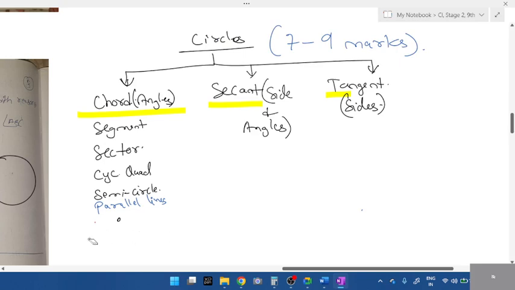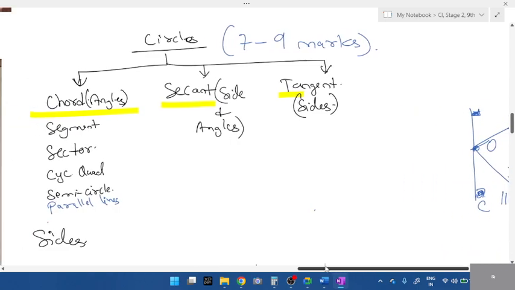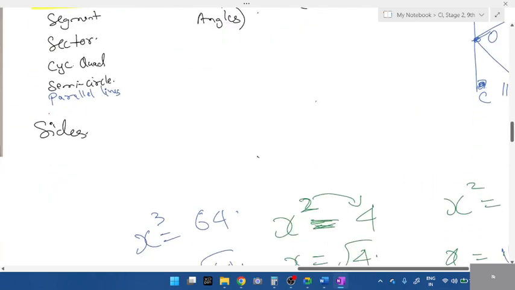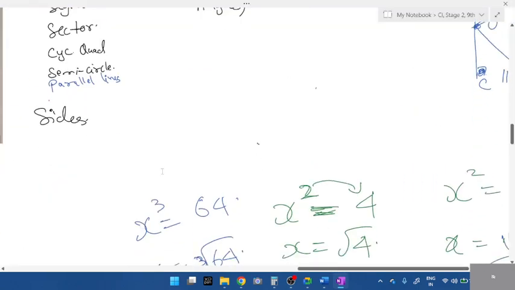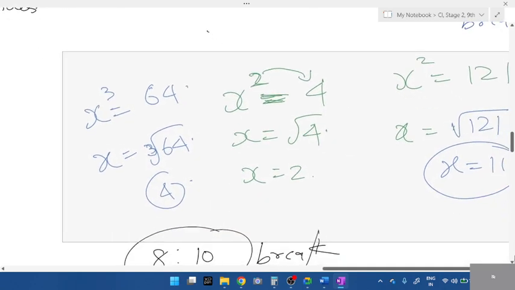Yes. So for angles, we have these many concepts. In chord, if you want to study about sides, there are only two topics. One is what we completed just now. The other one, I'm going to teach you all now, for side. This is the most important concept which I'm going to teach you all now. Most important one.